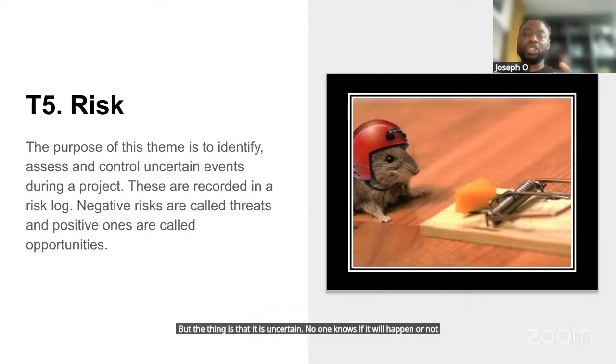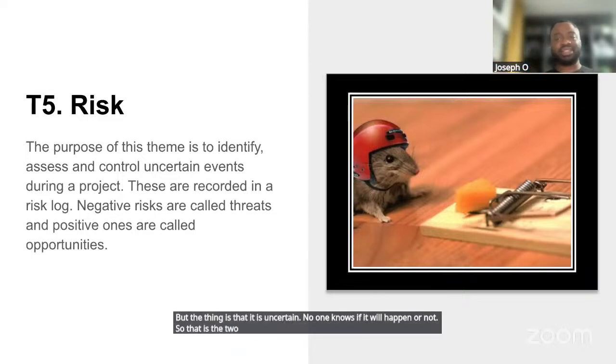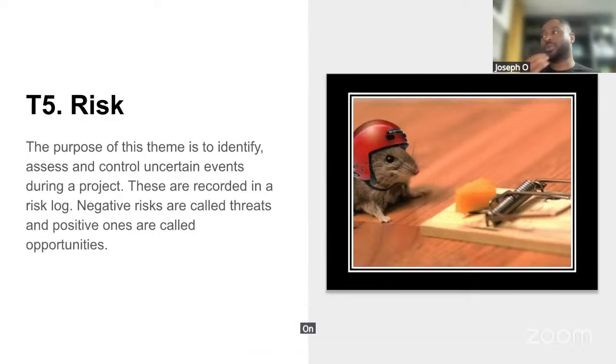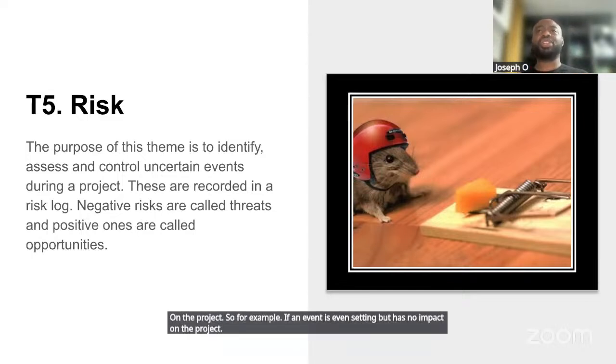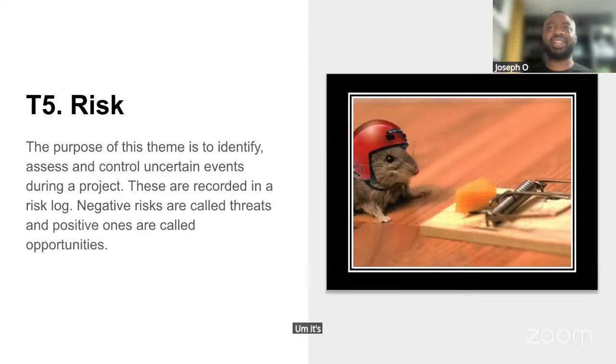So those are the two key things that determine a risk: the uncertainty of the event and the impact it has on the project. For example, if an event is certain and has no impact on the project, it's not a risk. It's just an event that happens and we just need to be aware of it.